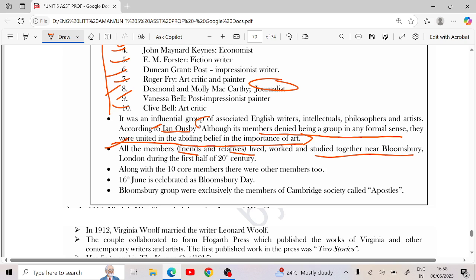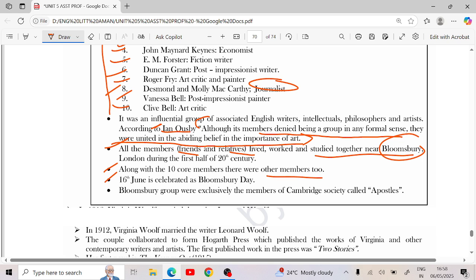ठीक है, जैसे कि हमने Lake Poets देखा, सेम सेम ऐसे ये एक जगह है Bloomsbury, इसमें सब लोग आ जाते हैं, friends and relatives, and they worked and studied together. Then along with 10 core members there were other members too. So I have given you the names of 10 important members, but there may be other members as well, but if you remember these 10 writers, that's sufficient for you.